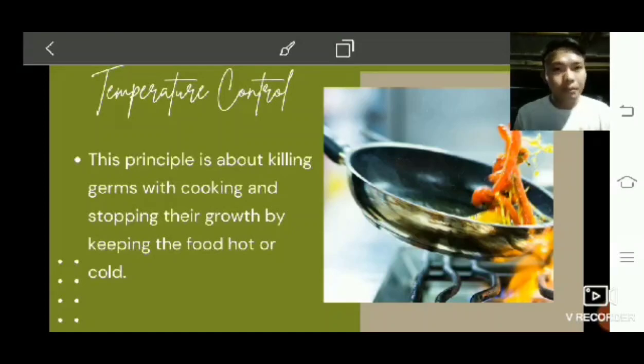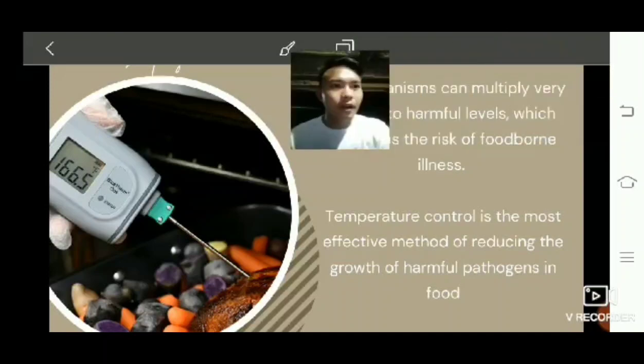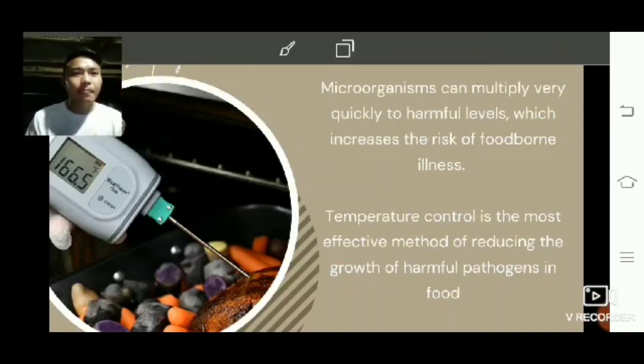That's why temperature control must be included during food preparation, most especially in cooking. Okay? So here, microorganisms can multiply very quickly to harmful levels, which increases the risk of foodborne illness. So that is why temperature control is very important.